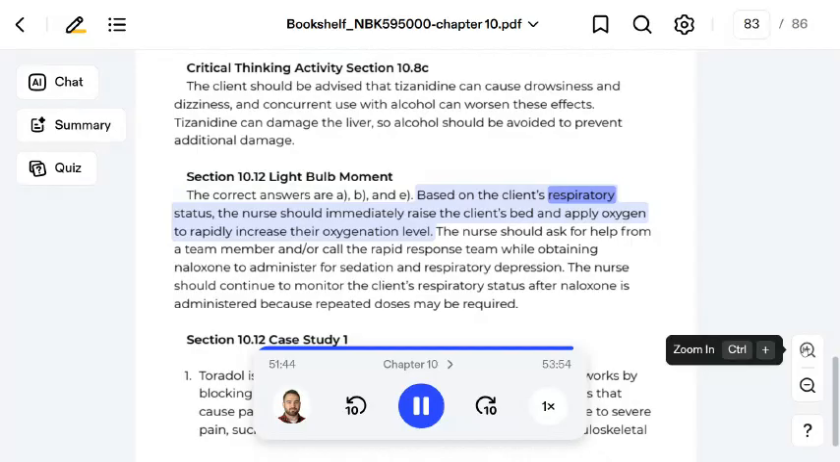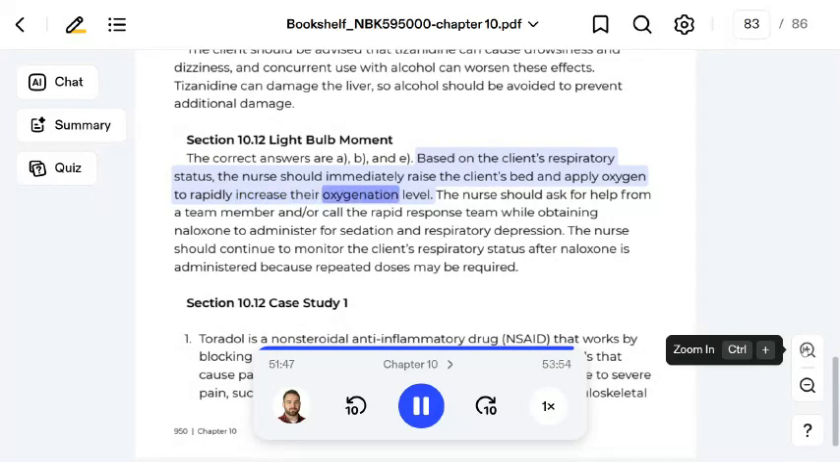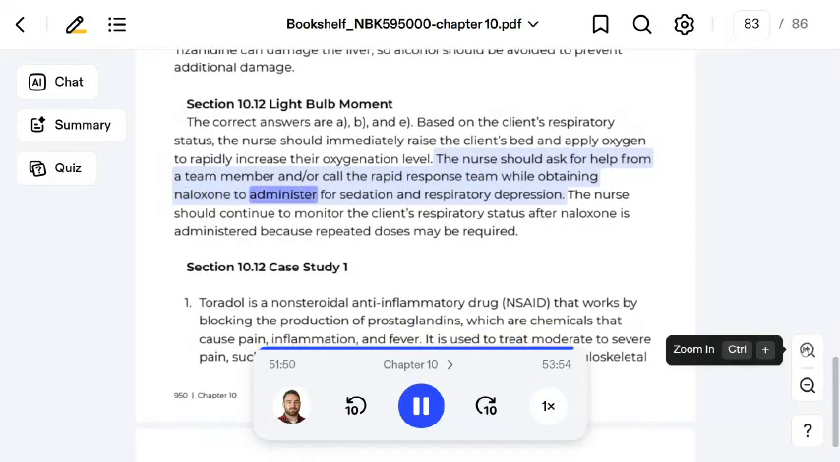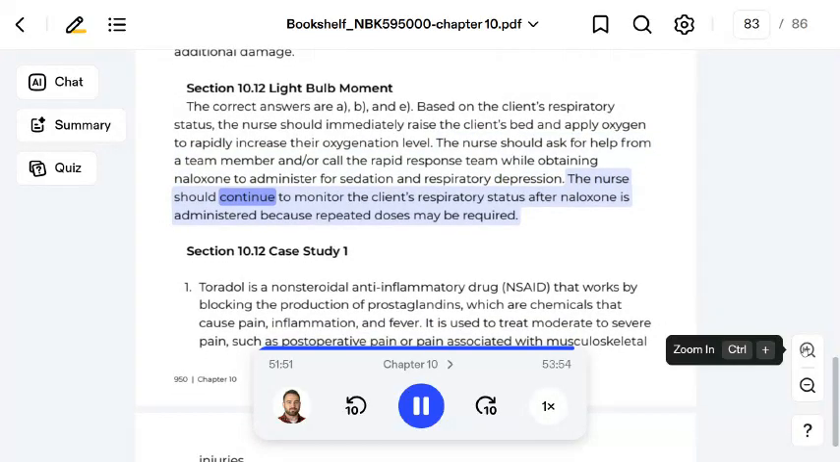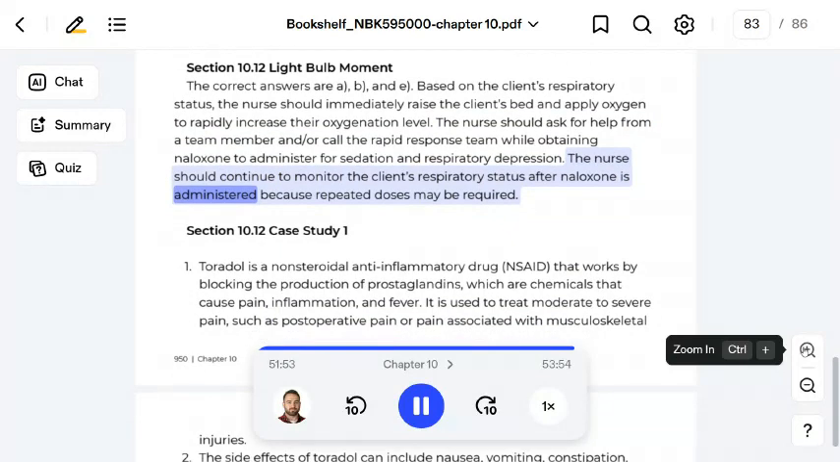Based on the client's respiratory status, the nurse should immediately raise the client's bed and apply oxygen to rapidly increase their oxygenation level. The nurse should ask for help from a team member and/or call the rapid response team while obtaining naloxone to administer for sedation and respiratory depression. The nurse should continue to monitor the client's respiratory status after naloxone is administered because repeated doses may be required.